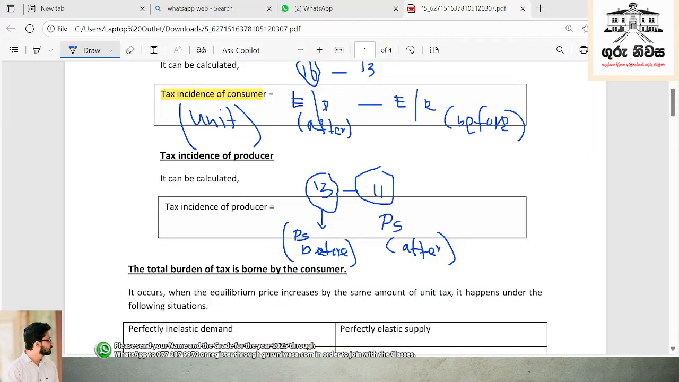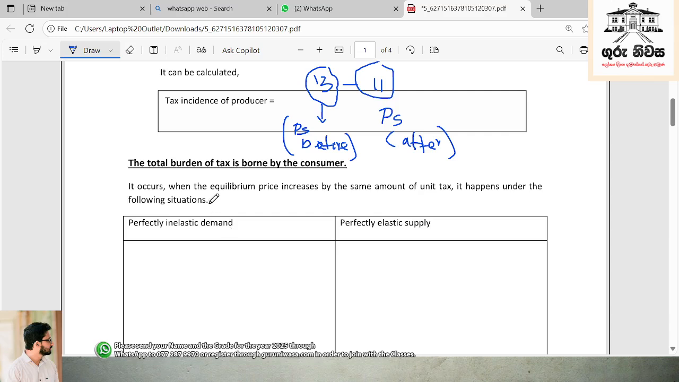Okay, Lamai. Then we need to discuss one by one. First one, burden of taxes borne by consumer. This means the total tax burden goes to the consumer. The producer bears nothing. The producer enjoys himself, right? Nothing to worry about, but the entire tax burden falls on the shoulders of the consumer. It's not good, but nothing to do, Lamai.